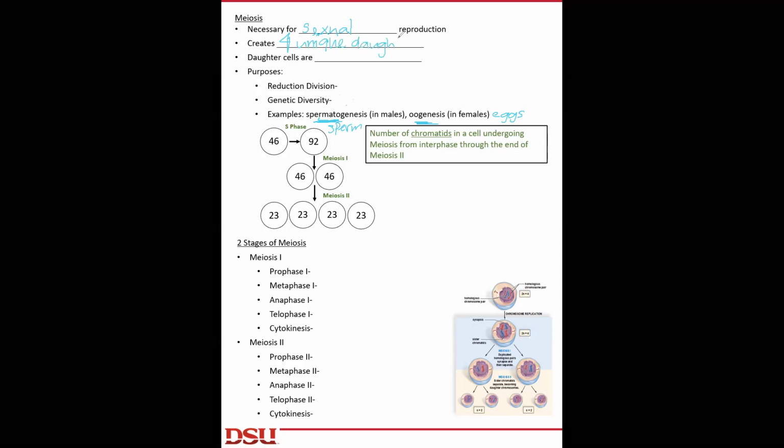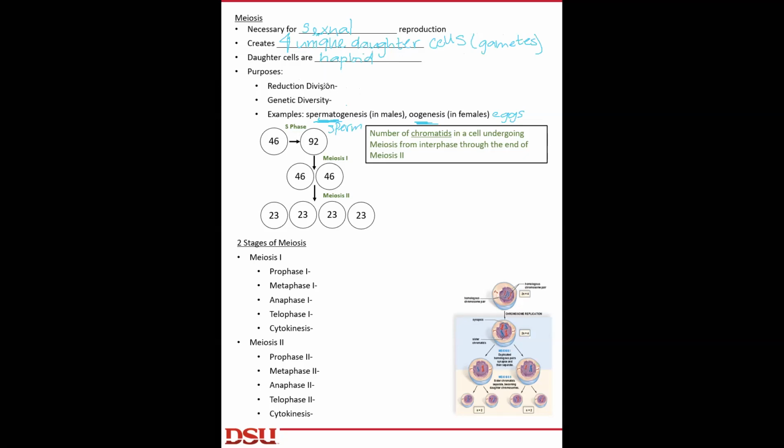Remember that in mitosis, they're clones of each other, they're identical, but in meiosis, each one is unique. And daughter cells in this case are the gametes. Again, sperm for men, eggs for women. The daughter cells are haploid, if you remember that term, meaning half the number of chromosomes.